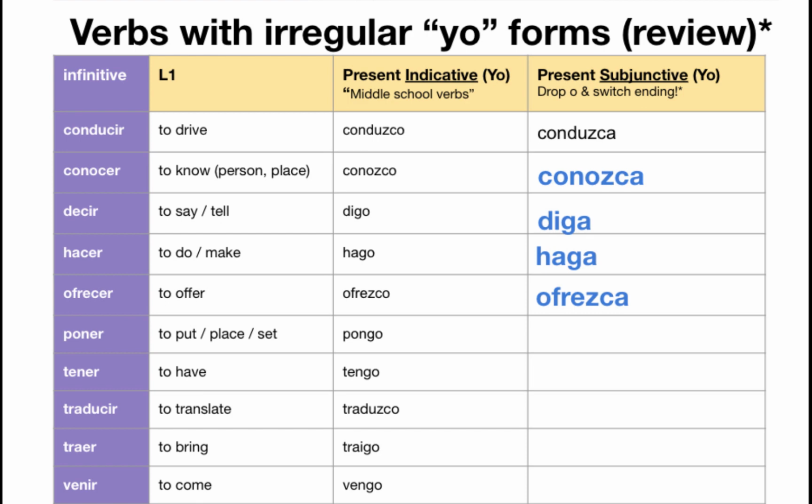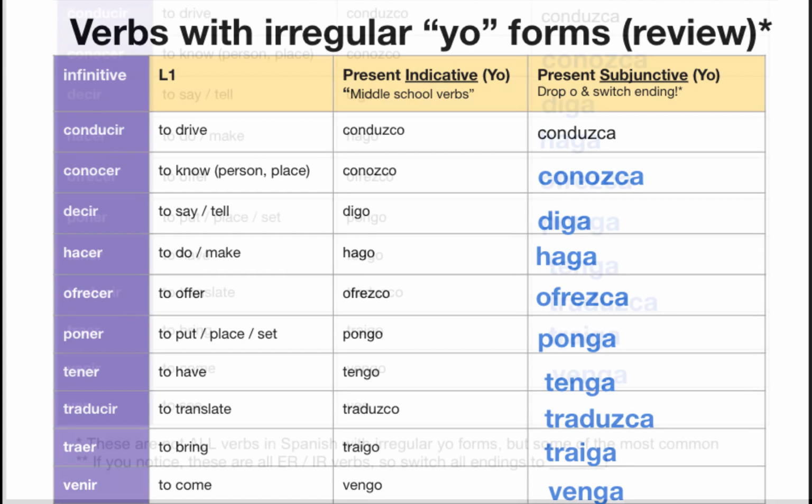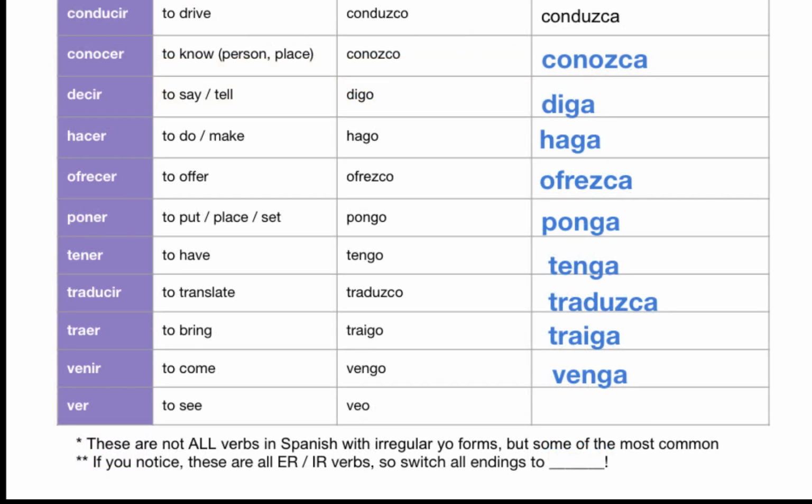Poner is to put, place, or set, like poner la mesa, por ejemplo. Yo pongo. In this case, in the subjunctive, we would say yo ponga. Tener is to have. I have, present indicative is yo tengo. We would say yo tenga for subjunctive. Traducir, yo traduzco. Subjunctive would be traduzca. Traer is to bring. You would say yo traigo in the indicative and yo traiga in the subjunctive. Venir is to come. Yo vengo, I come over to your house. We would say in the subjunctive yo venga.